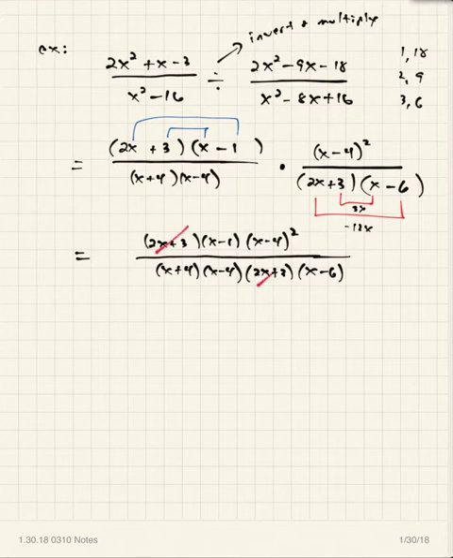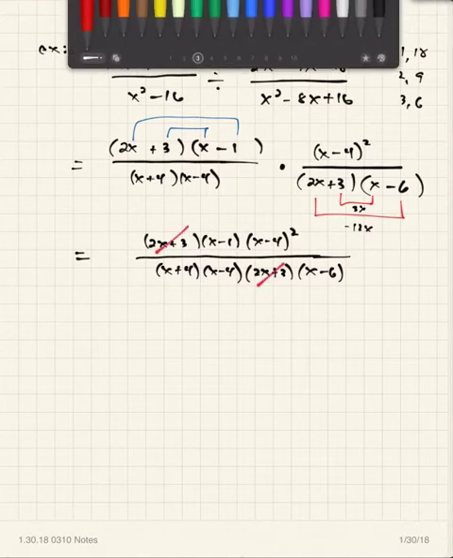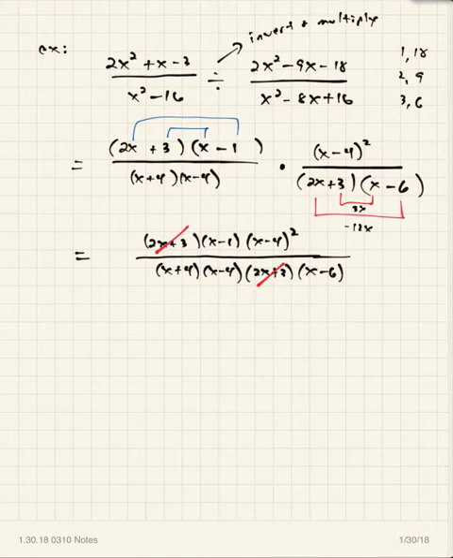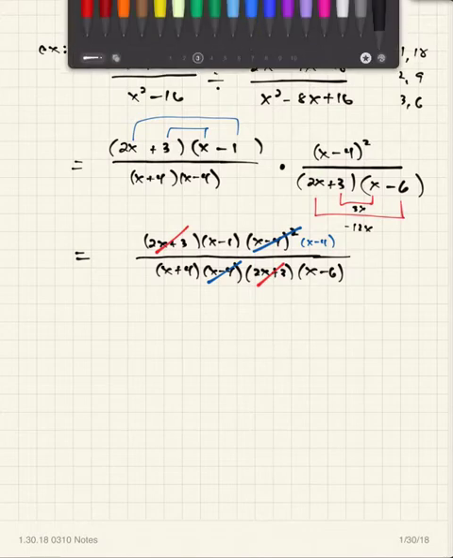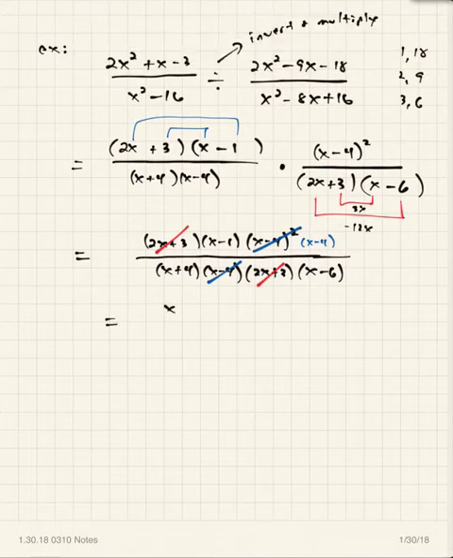The 2x plus 3's divide out. One of the x minus 4's divides out, so I'm left with an x minus 4 there, and that one divides out. And then that would be it. Those are all the factors that divide out there. And so you're left with x minus 1 times x minus 4 in the numerator, and in the denominator you're left with x plus 4 times x minus 6.